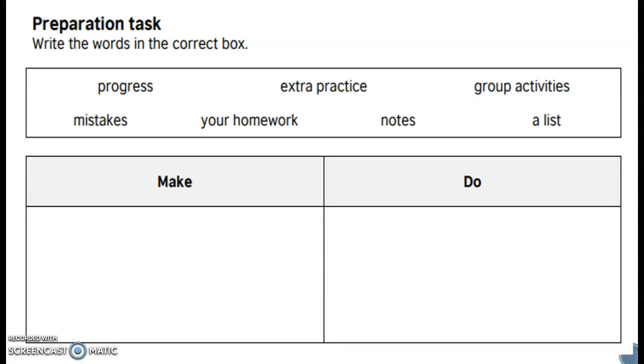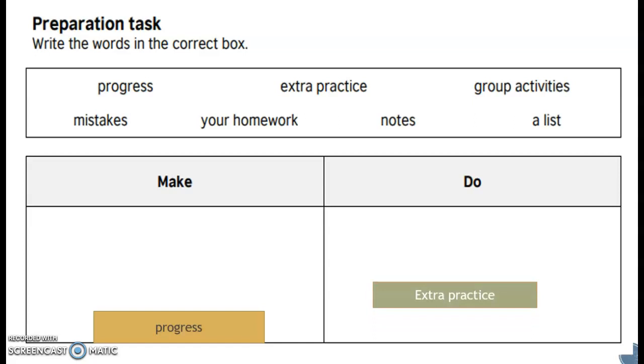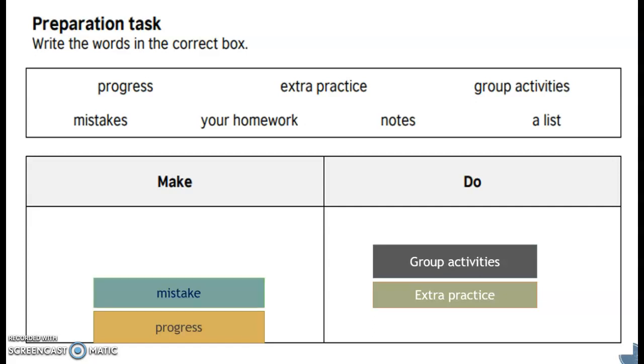First of all, you have to classify the words when using the verb make and when using do. Okay, progress. We say I make progress. What about extra practice? I say I do extra practice. Group activities. I do group activities too. Mistake. I make a mistake. I made a mistake in the past tense, of course.